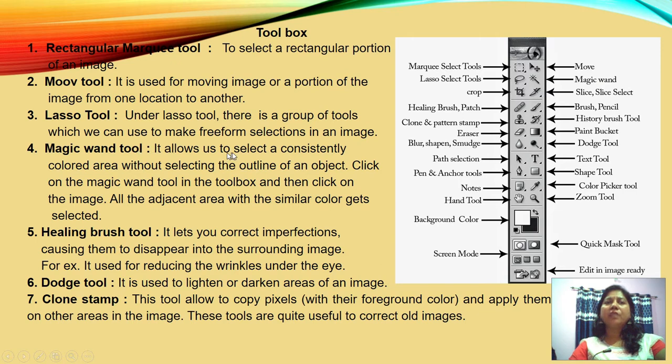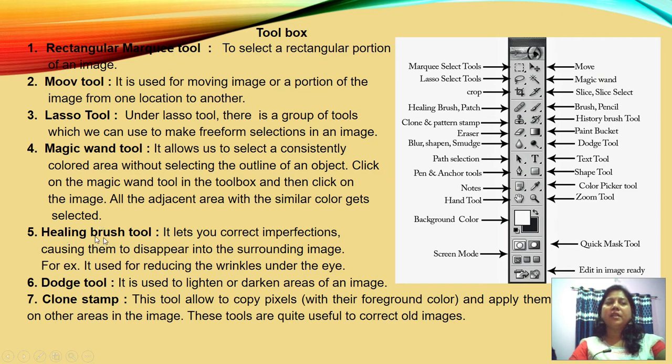Then the magic wand tool. It allows us to select a consistently colored area without selecting the outline of an object. Click on the magic wand tool in the toolbox and then click on the image. All the adjacent areas with a similar color get selected.